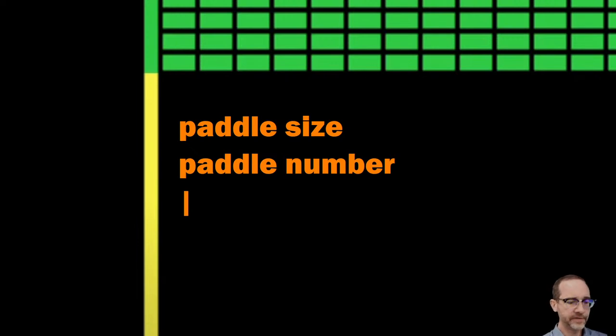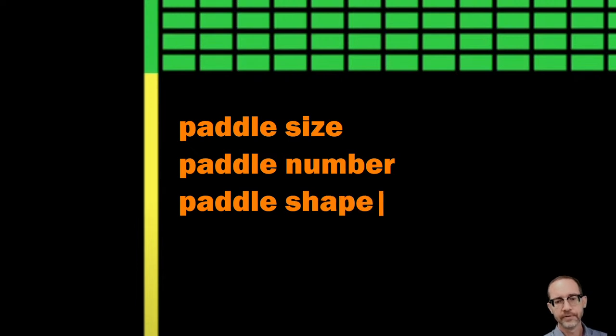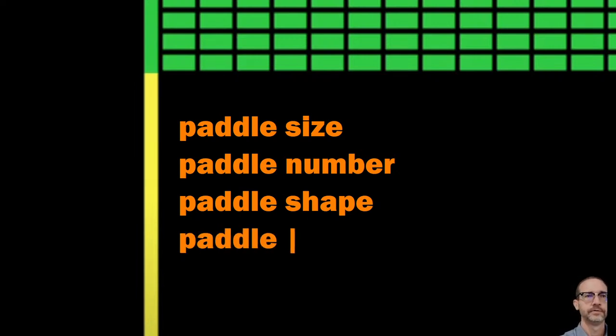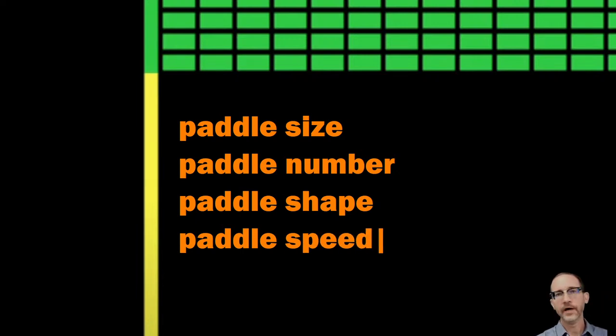And Brecken said paddle shape would affect it. Paddle size, paddle number, paddle shape. There's another one here that pops out at me that we're missing. Paddle... The way it's set up right now is that we're going to use the left and right keys to move the paddle. Paddle speed. Yes, very good, Jose. Paddle speed, right? That's another big one.